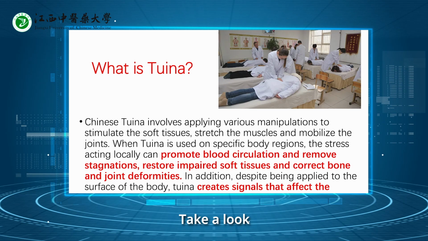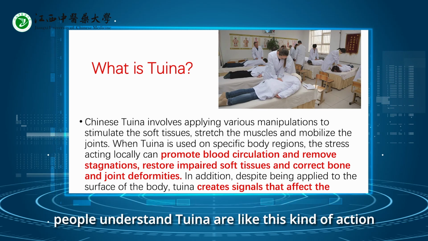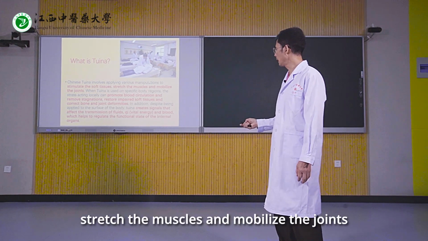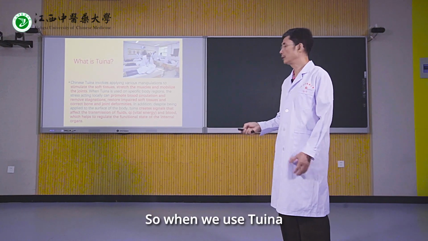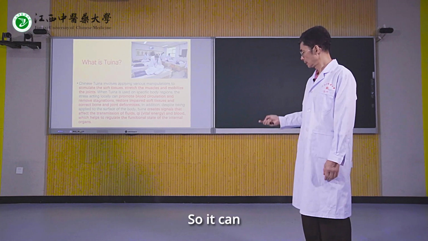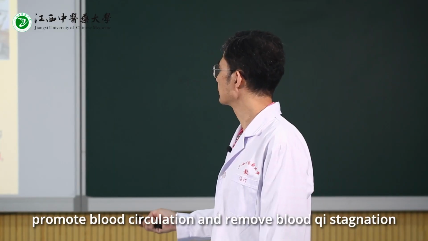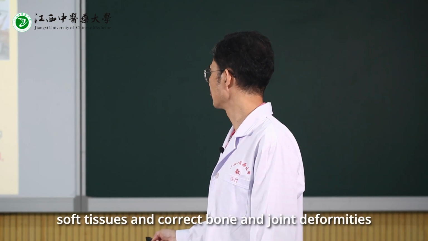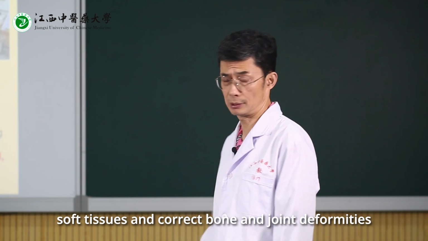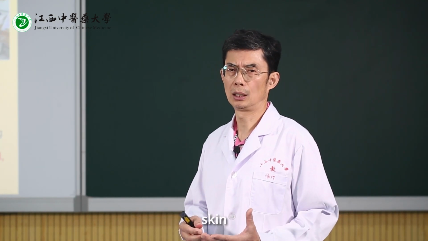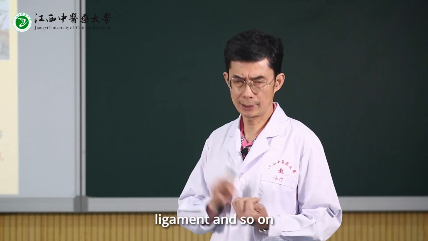So what is trainer? Take a look. Generally speaking, people understand trainer like this kind of action. Trainer can stimulate the soft tissues, stretch the muscles, and mobilize the joints. When we use trainer, we use different kinds of manipulations on specific body regions. So it can promote blood circulation, remove blood and qi stagnation, restore impaired soft tissues, and correct bone and joint deformities. That is to say, trainer can deal with the surface and shallow parts of the body: skin, muscle, joint, soft tissue, ligament, and so on.